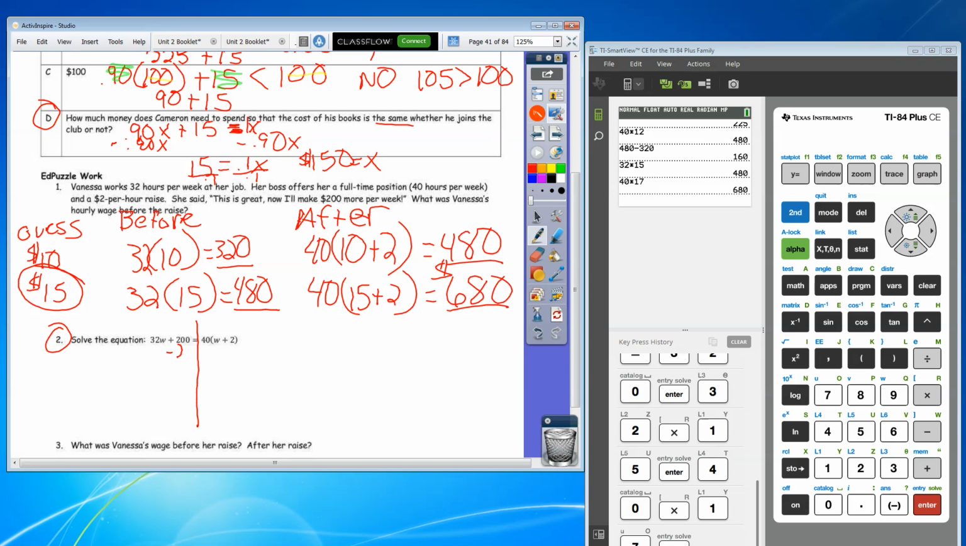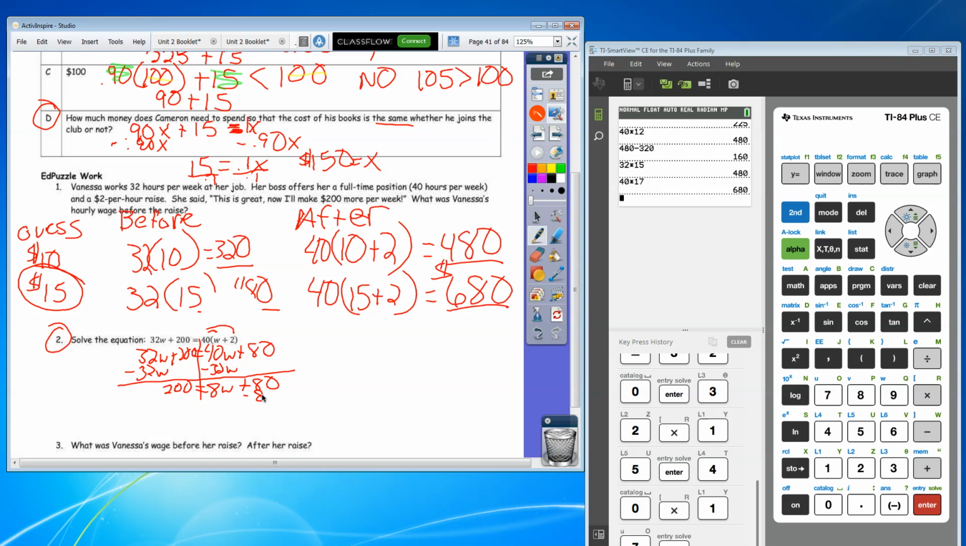All right, so minus 200. Oh, we have to distribute here. Let me start over. Always distribute first. Okay, so 40W plus 80 equals 32W plus 200. Now I'm going to subtract 32W, so I get 8W plus 80 equals 200.